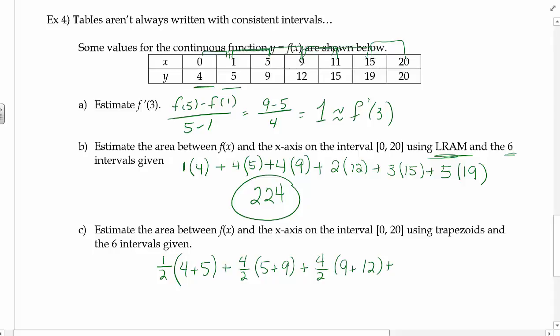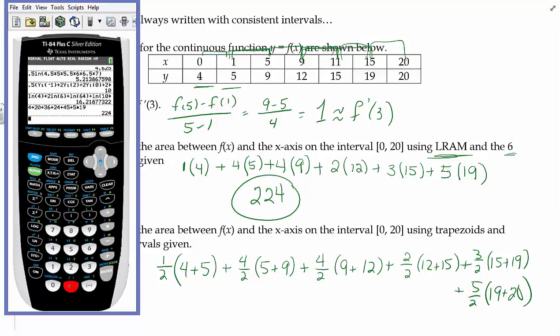And then what am I at, 9 to 11? 9 to 11 would be 2 over 2, 12 plus 15. 11 to 15 is 3 over 2, 15 plus 19. And then 5 over 2, 19 plus 20. Whew. All right, let me quickly type that in.